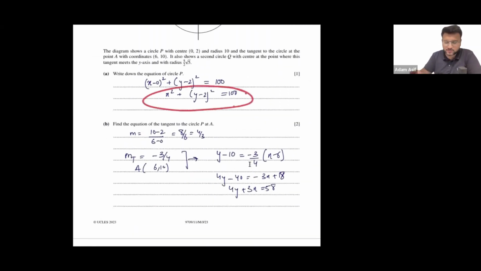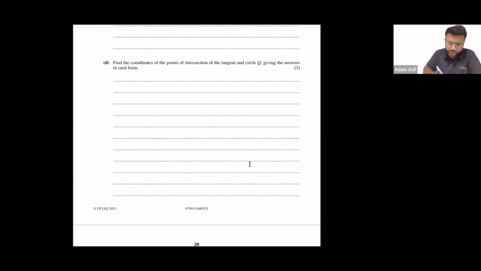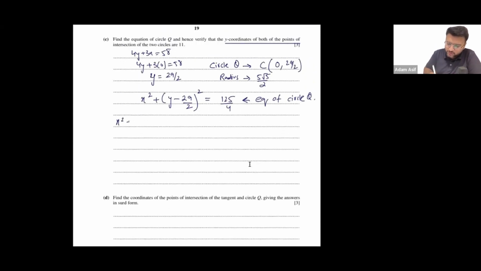For the equation of the circle P, x square plus (y minus 2) the whole thing square equals 100. यहाँ पे वर्किंग करनी है. x square plus (y minus 2) the whole thing square equals 100. अब मैं ये कह रहा हूँ कि मुझे वेरीफाई करना है ना, तो I'll use y coordinate as 11 and solve for x.